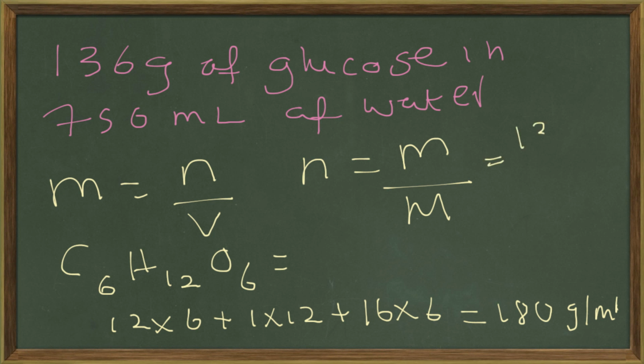The given mass is 136. Divide by 180. I get the number of moles. The molar mass is in grams per mole, so the grams cancel, and I get the answer in moles. Once I have the moles, I go to the next step.